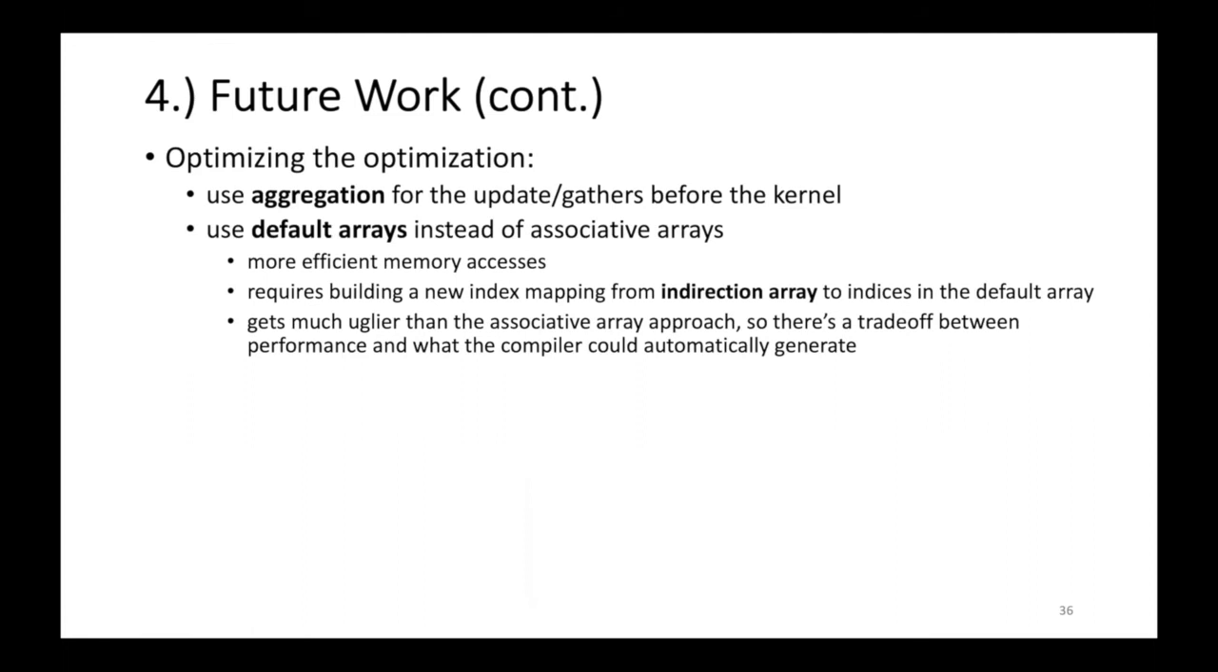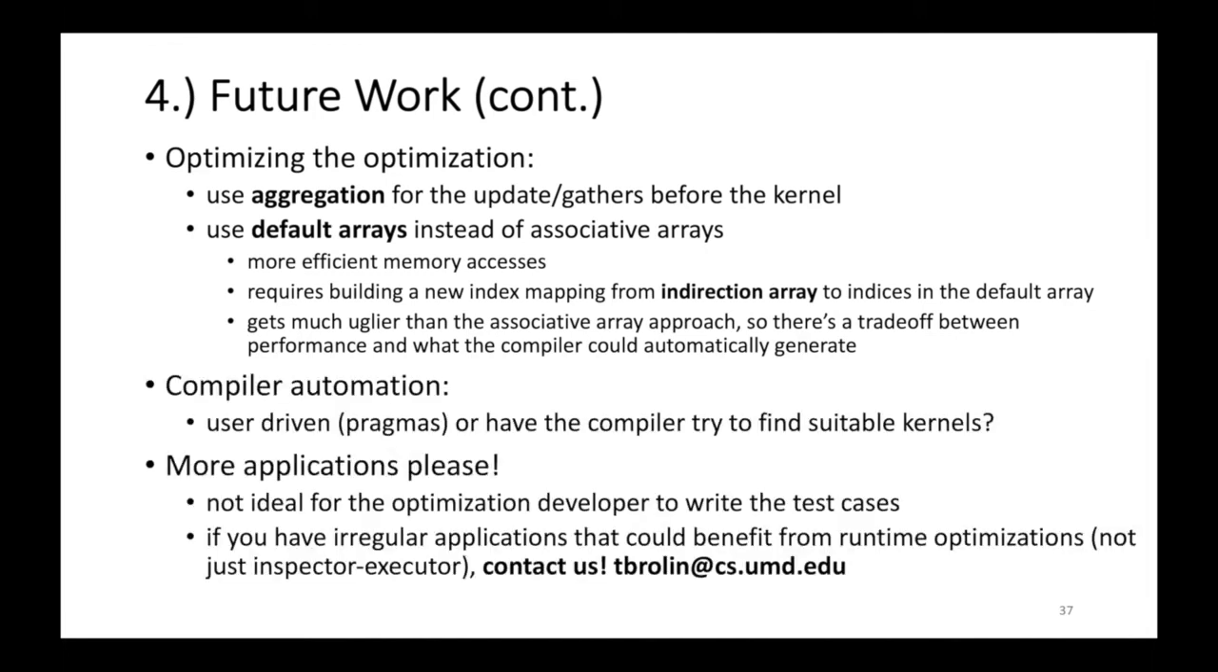And we're also considering using the default arrays instead of associative arrays. So this will give us more efficient memory accesses, but it's a little bit messy because it requires us to actually start changing the indirection array, that column index array in SPMV, to have different indices because they need to now map to a default array. So we start to lose the advantage of using associative arrays for not having to remap our indices, but we could get performance. So there's going to be a trade-off there, which leads us into the compiler automation.